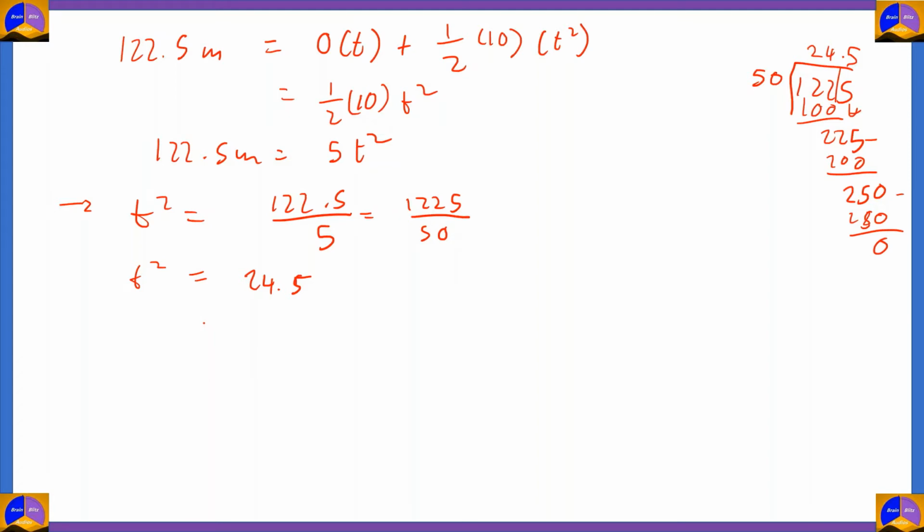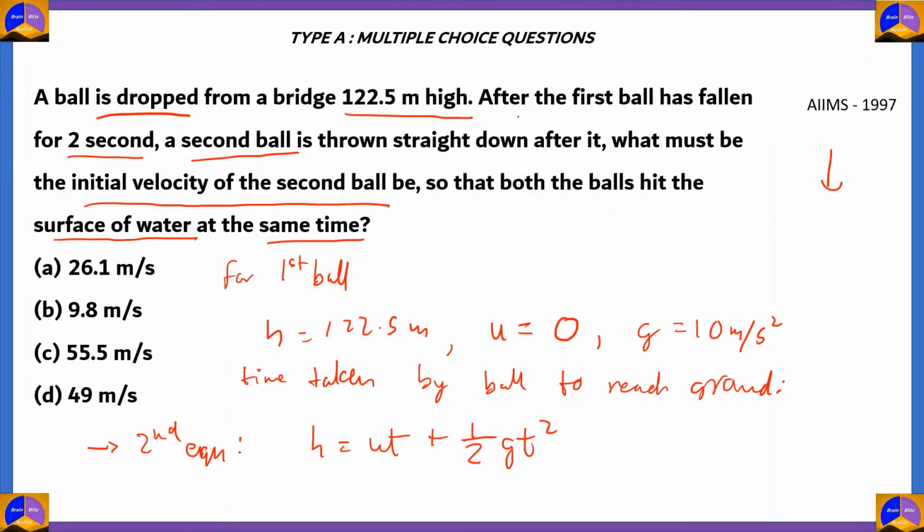We can approximate 24.5 to 25. So t squared is approximately equal to 25, and the square root of that would give us t as 5 seconds. Again, it's an approximate value. This is the time taken by the first ball to reach the ground. The question states that after the first ball has fallen for 2 seconds, a second ball is thrown straight down at it.